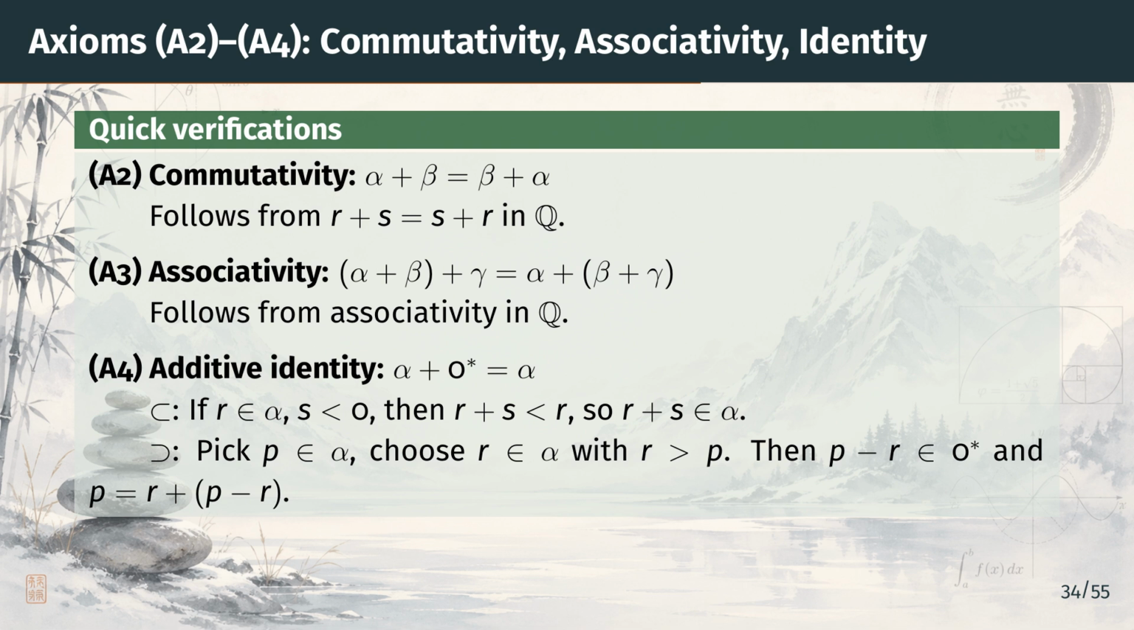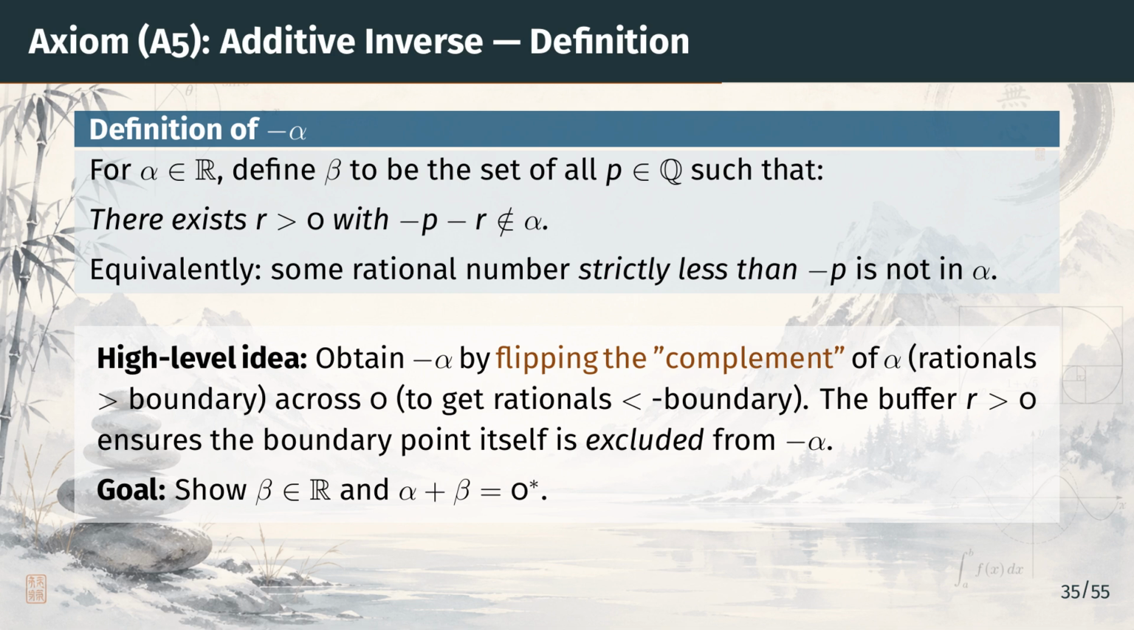Given any P in alpha, we decompose P as R plus a negative number, where the larger R exists because alpha has no maximum. This is the first place we use axiom 3 in a non-trivial way. The trickiest axiom is the existence of additive inverses. Given a cut alpha, we need to find a cut beta such that alpha plus beta equals 0 star.